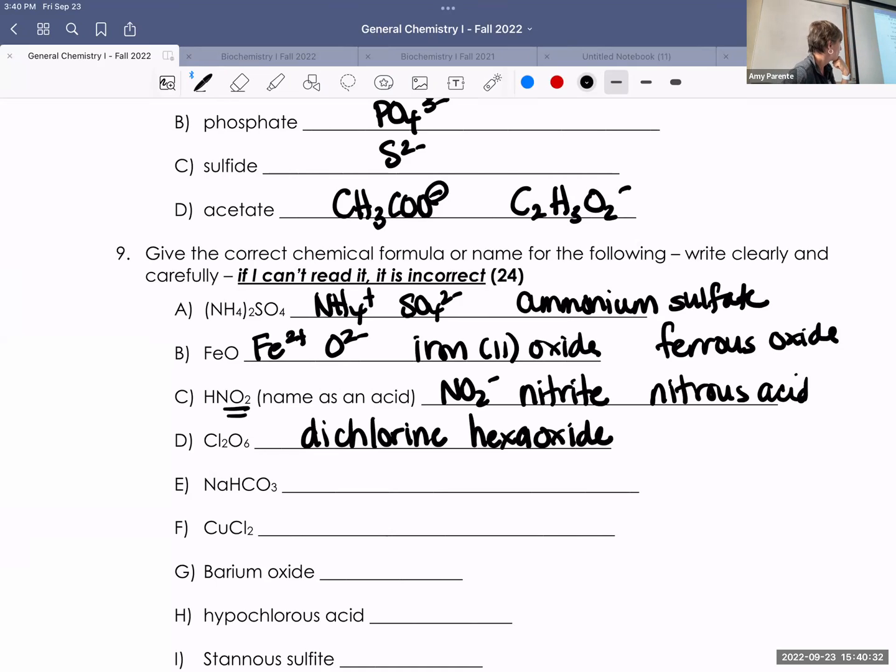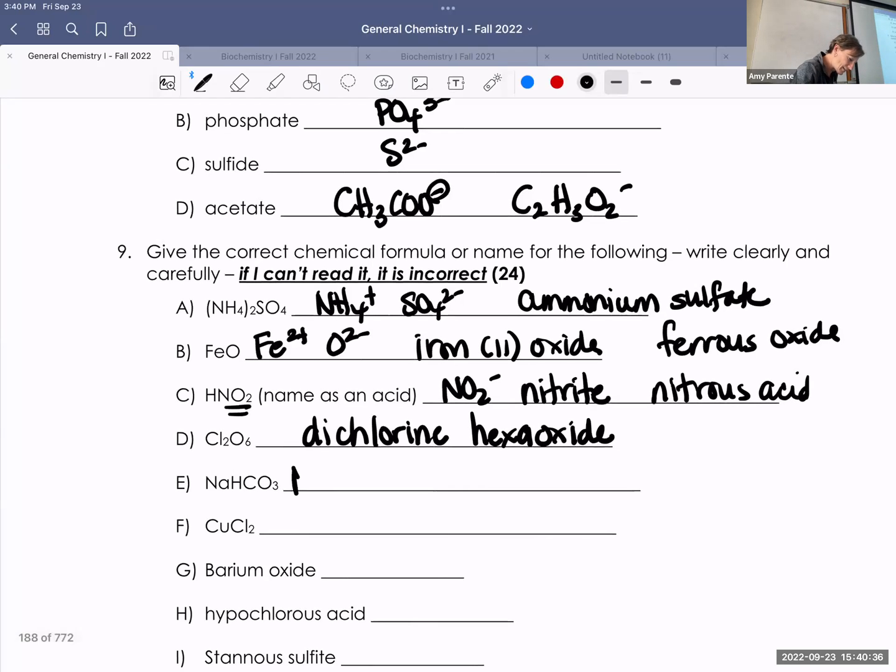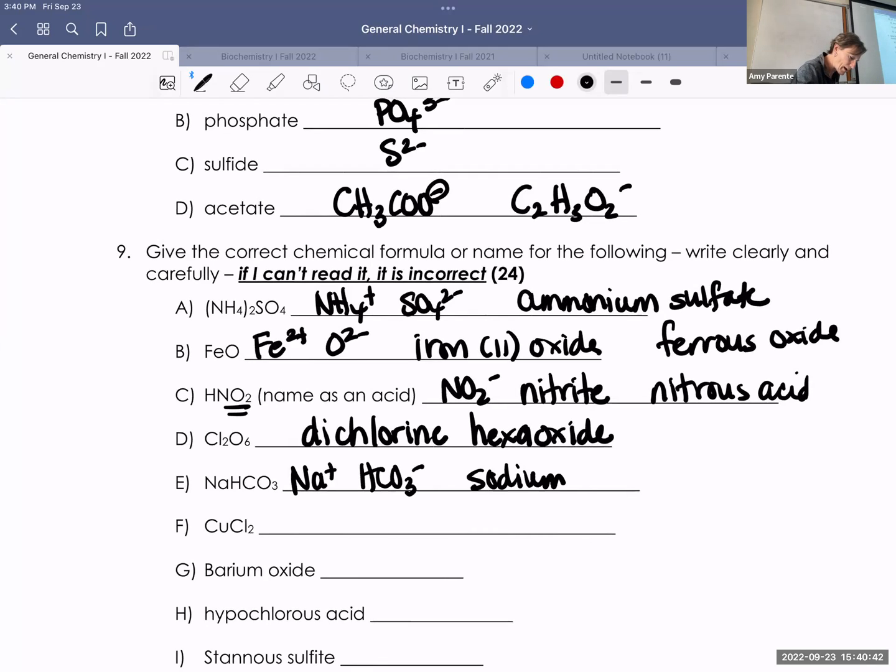Okay. 2 more here of this flavor. We're going to have Na plus and then HCO3 minus. So that's going to be sodium bicarbonate. Splitting this guy apart, we've got copper 2 plus, and then chloride, which means this is copper.